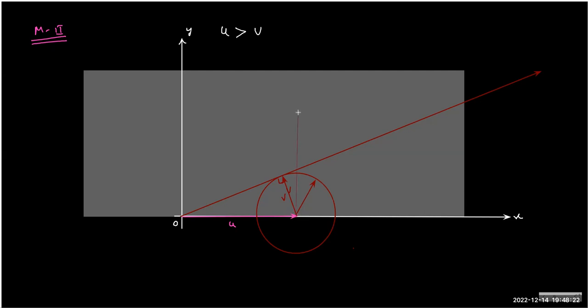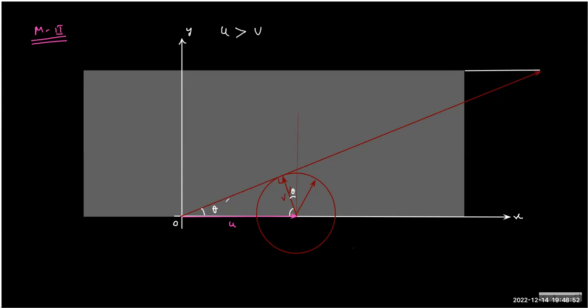If you draw a line like this, and if you call this angle theta, this will be 90 minus theta, and this will be theta. And now this is the condition for the minimum drift. I cannot have drift less than this. So we got the condition for the minimum drift.